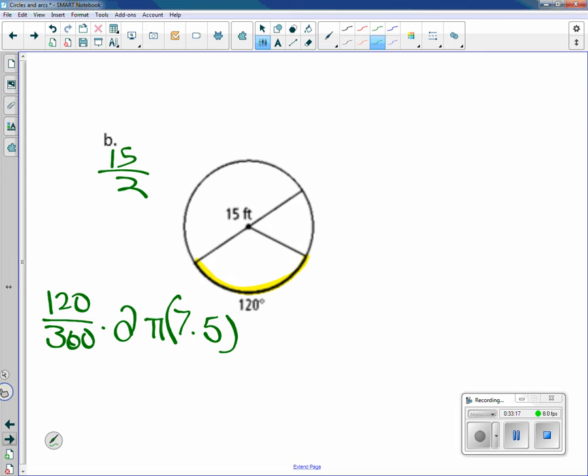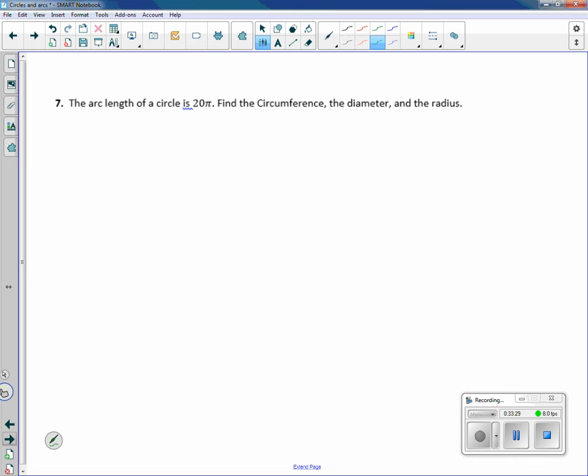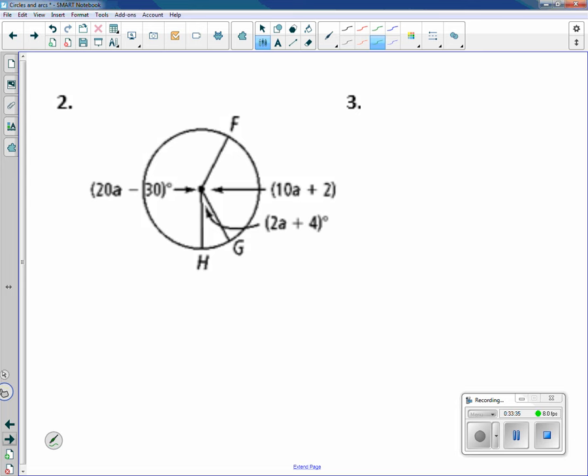All right, your answer should be 15.7. Did everybody get that? All right, so you all have the other part to do on your own. I wanted to go over this problem on the next page, just so that you can have an example. Everybody with me? Look on the next page.